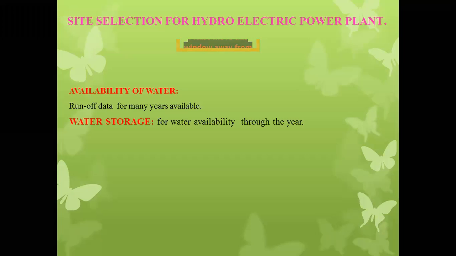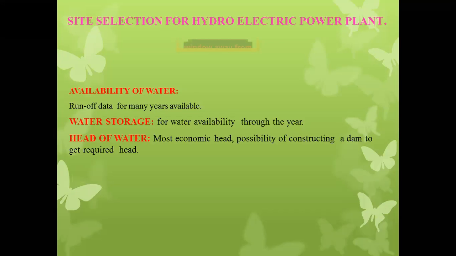So water storage is the next requirement. Availability of water throughout the year should also affect the site selection. Water storage is very important, because the hydraulic energy of the water is converted into mechanical energy at the turbine, and the turbine is coupled with a generator or alternator, or we can say an induction generator. So it converts mechanical energy into electrical energy. So water storage is very important.